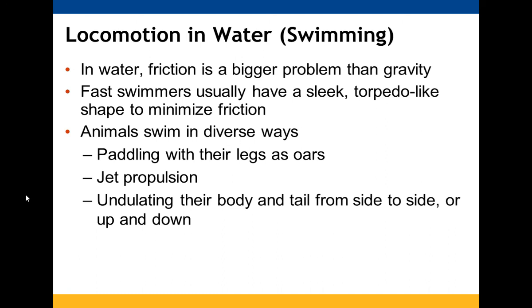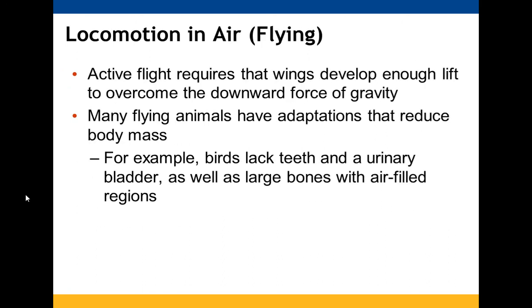Your faster swimmers are going to have a more torpedo-like, sleek shape, so they can minimize that friction. Ways animals can swim: they can paddle using their legs as oars, jet propulsion, or undulations, moving side to side and up and down. And then flying, locomotion in air. Wings have to have enough lift to overcome the downward force of gravity. Flying animals have adaptations that reduce their body mass so they can cut down on gravity. Examples include birds lacking teeth and a urinary bladder, and they have bones that have lots of air-filled regions.